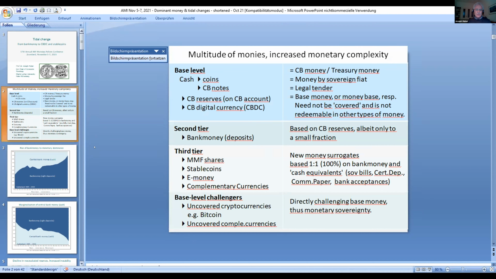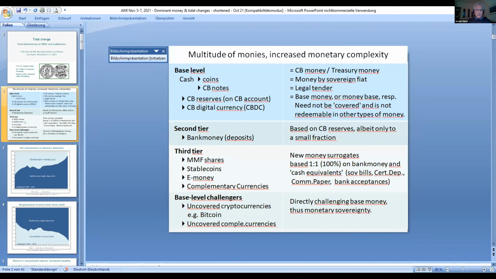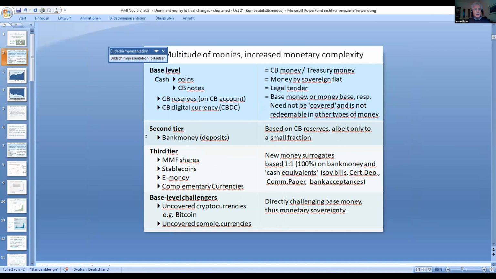We're on base level, second, third tiers. Do you see that chart? Yes, we do. The rise of bank money. Yes, I'm happy. Okay, we're good now. And you want me to switch to the full screen? You're fine now. If you want to go full screen, that's your choice. I think we're okay. For me, it's not necessary. Okay. Oh, that's even better. Thank you. Okay. Now it's well.